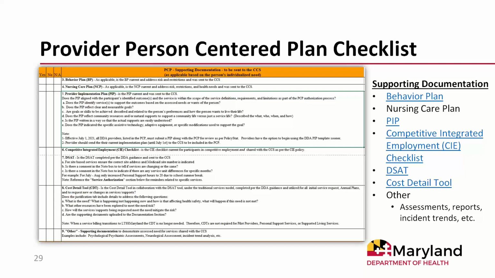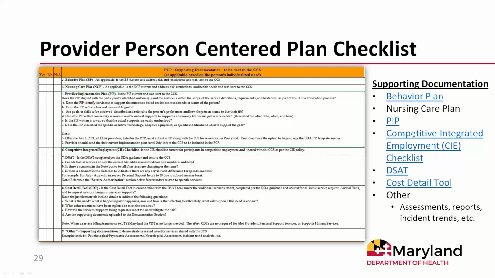For example, for people in school in non-COVID times, they may need additional hours of supports during the summer or during vacation times or school breaks. So there could be additional units that are needed during those times that could be reflected in the DSAT note comment. For the cost detail tool, there are also questions related to that on the checklist to help support that.